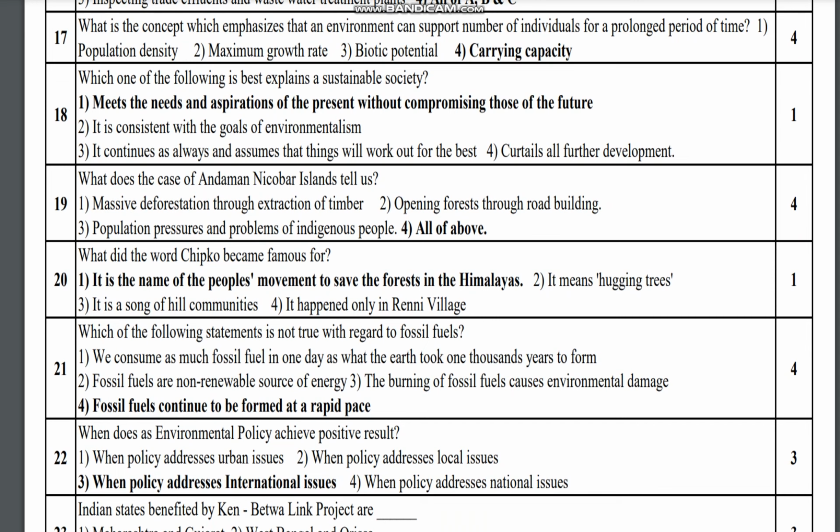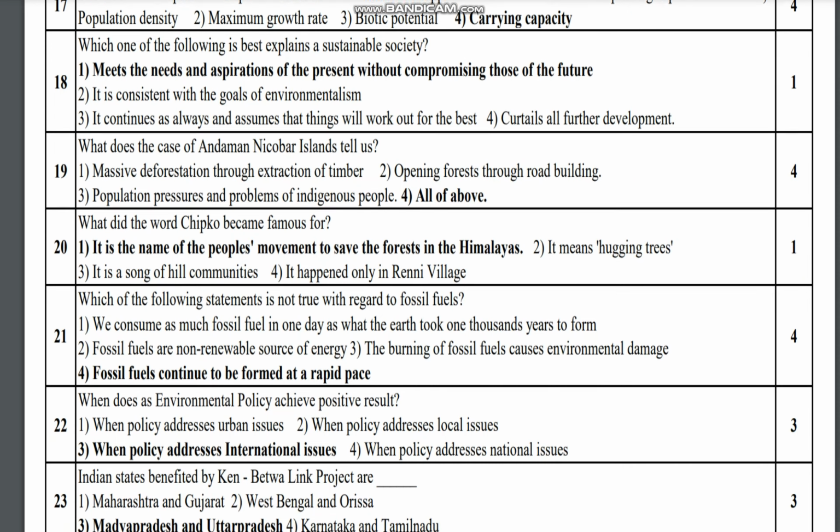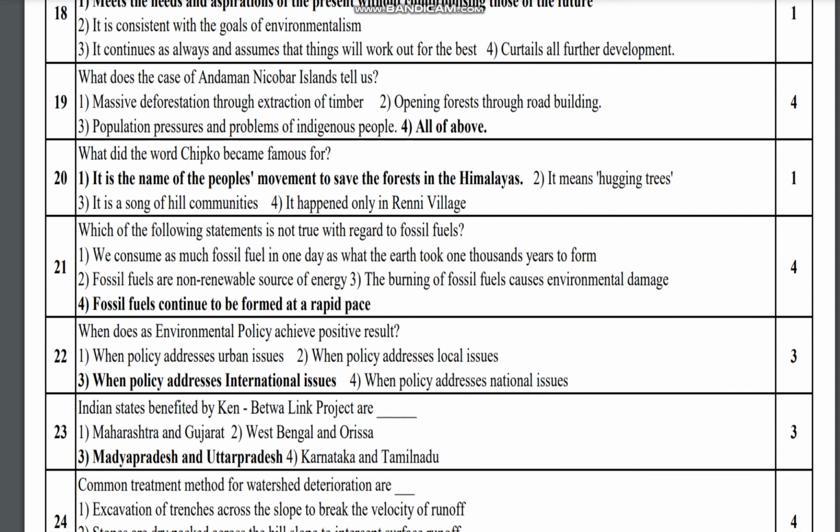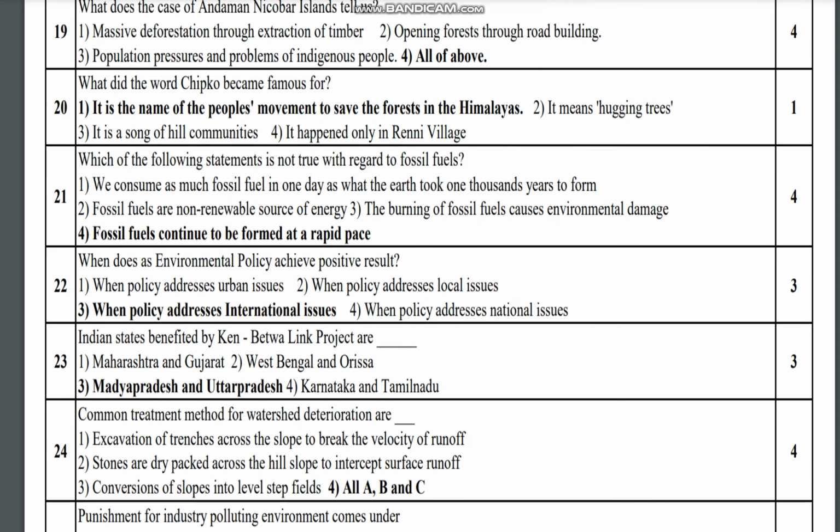Question number 18: which of the following best explains a sustainable society? Meeting the needs and aspirations of the present without compromising those of the future. Question number 19: what does the case of Andaman Nicobar Islands tell us? That is massive deforestation through extraction of timber, opening of forest through road building, population pressure and problems of indigenous people. Question number 20: what is the word Chipko famous for? It is the name of a people's movement to save forests in the Himalayas.